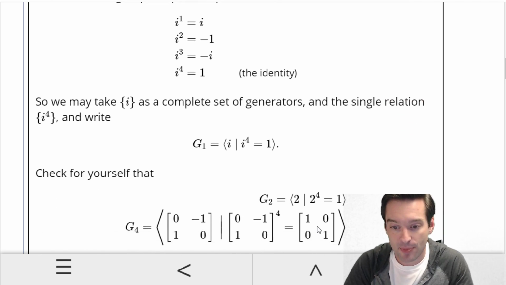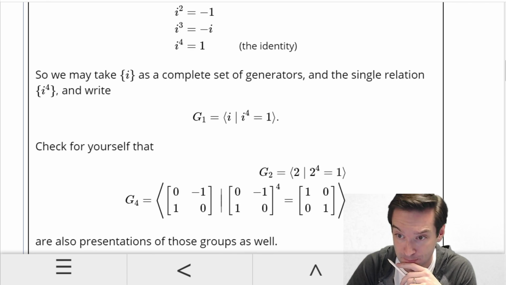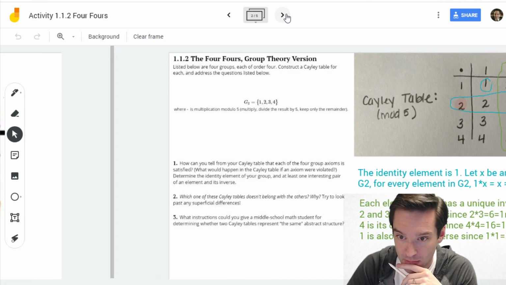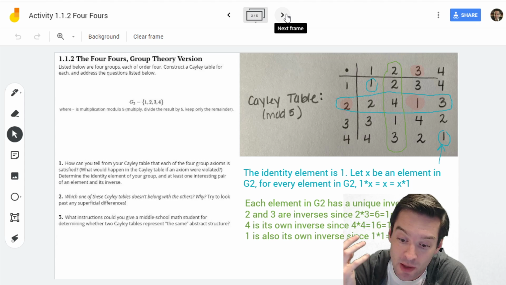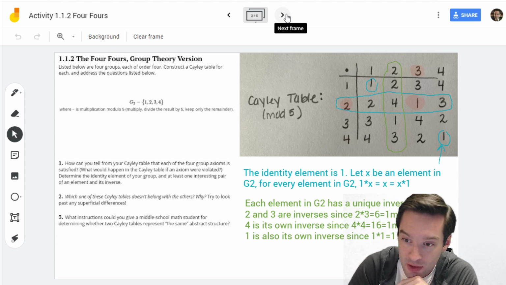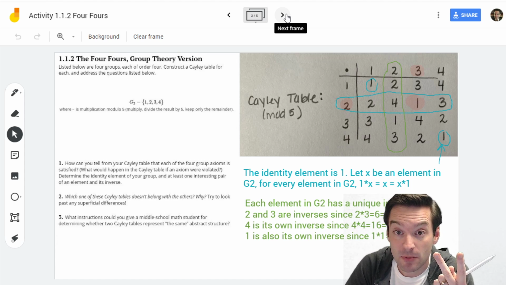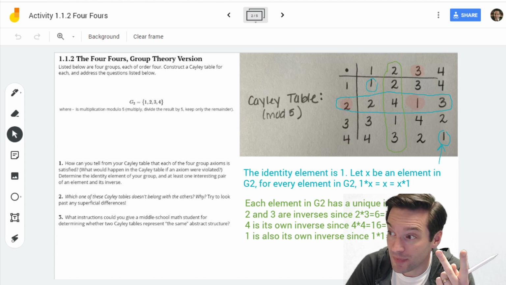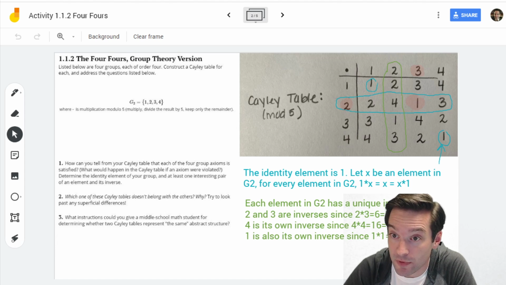If we try that same process with the other structures, we can check that, for example, this structure with the residues mod 5, 1, 2, 3, and 4, and multiplication modulo 5, the powers of 2, for example, actually generate every element in this group. Somebody want to check me on that? So how can I be so sure that 2 actually is an example of a generator for this group?